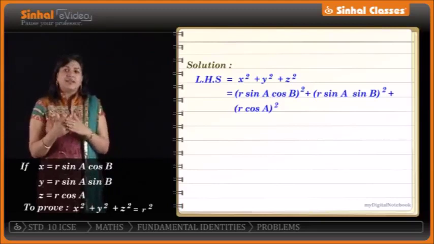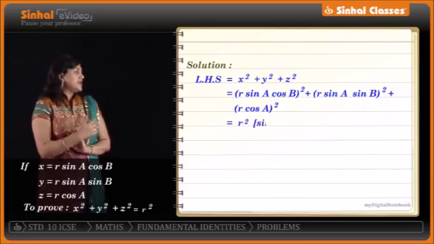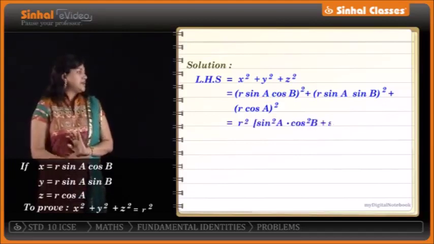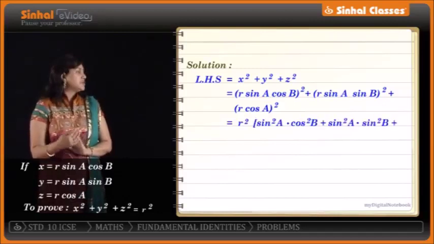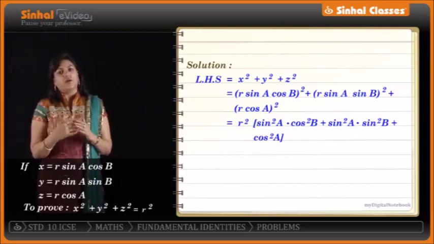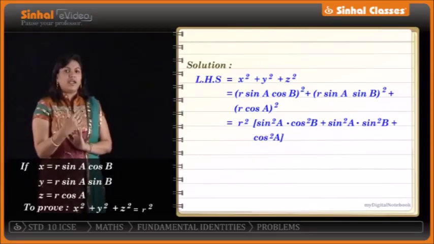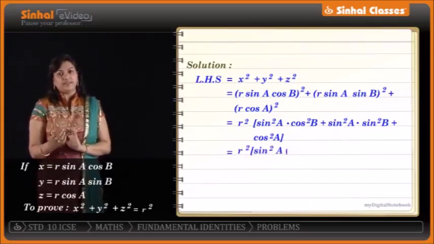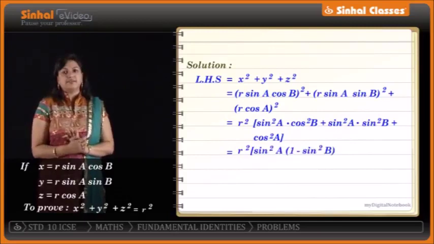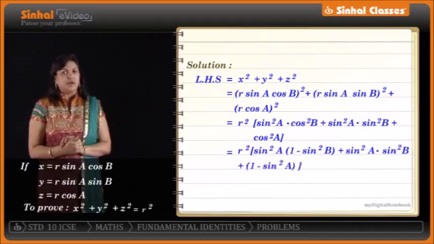Now open up the brackets, but before that we have r common throughout, which is under the square sign. Take that outside, we get r square into (sin square a cos square b plus sin square a sin square b plus cos square a). Now we want to simplify this, so we write cos in terms of sin. So from the first term we have sin square a into (1 minus sin square b). Second term as it is. The third term we replace as 1 minus sin square a.